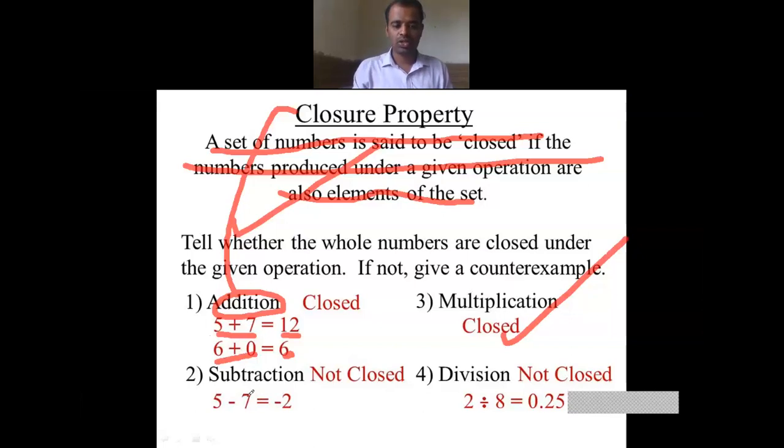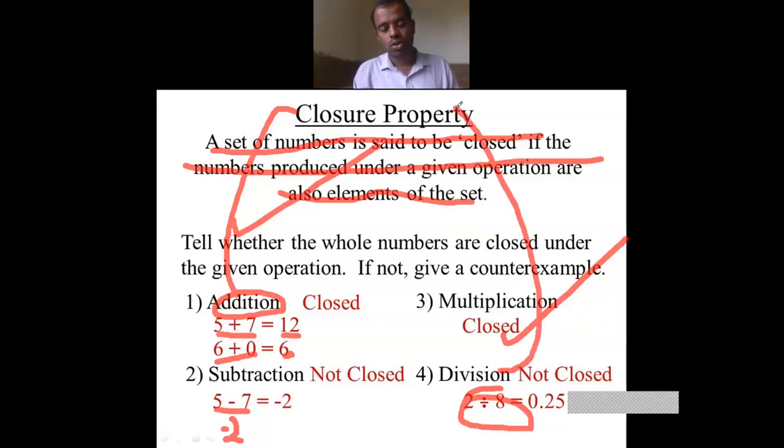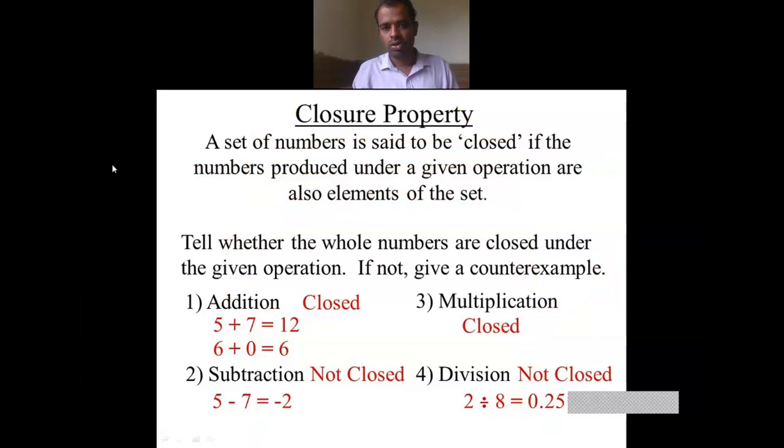Next, we'll come to subtraction. 5 minus 7 is equal to minus 2. If we subtract these two, we will get minus 2 itself, and here also they have given minus 2. Therefore, closure property of subtraction holds good. But in division, it is not possible. We will not get the same answer; we will get something different. So the closure property under division does not hold good.